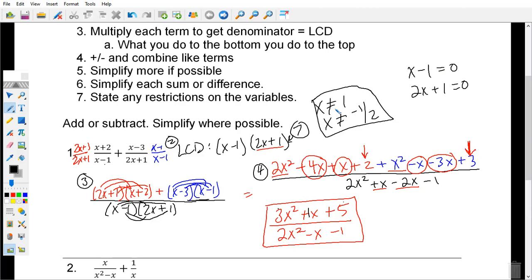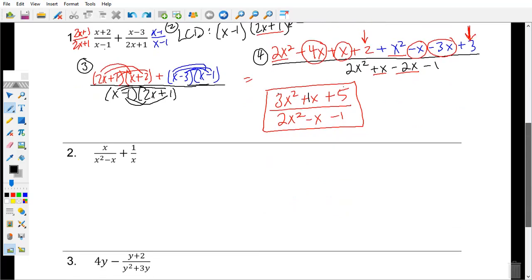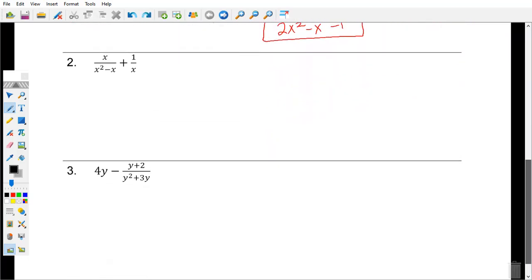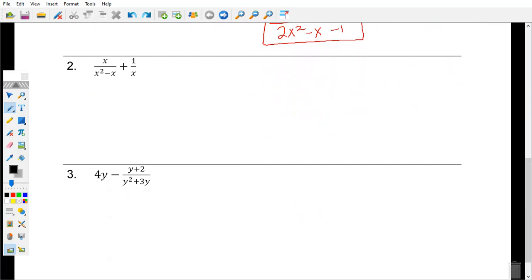So the first example we had was that they didn't have any common factors. The next example we're going to look at is that they're going to have a common factor. So example number 2, we have X divided by X squared minus X plus 1 over X. Step 1 says to make sure that your denominators are factored. So this one's good to go, right? I'm not going to touch it, but is this fully factored? No, this can be factored by using your greatest common factor. And the GCF here is X. So when I factor out X, I'm left with X times X minus 1, right? Do we all see that?